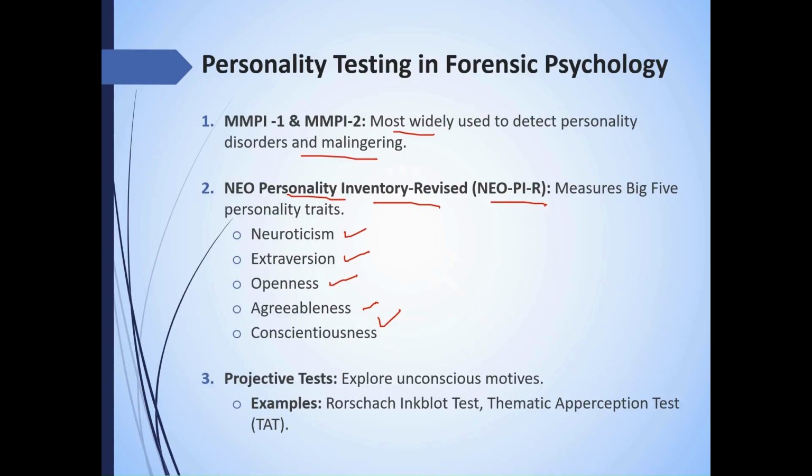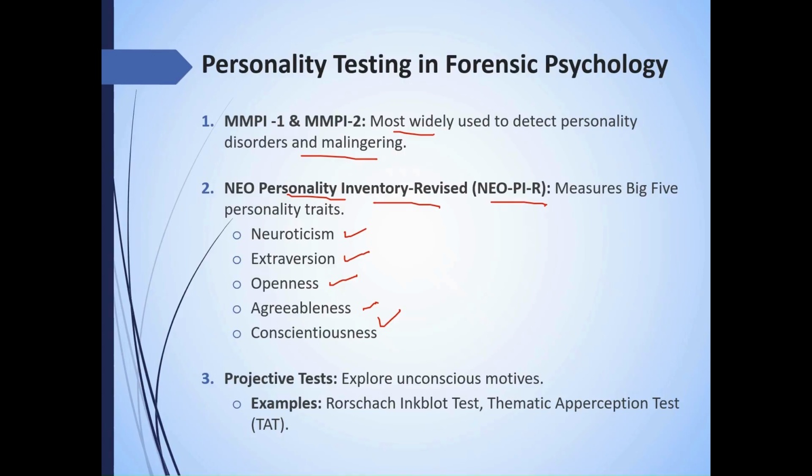So high neuroticism means the person experiences anxiety, worry, or mood swings easily. And low neuroticism indicates calmness and resilience. For example, in forensic settings, individuals with high neuroticism may be more emotionally reactive during interrogation. So neuroticism is basically the opposite of emotional stability.